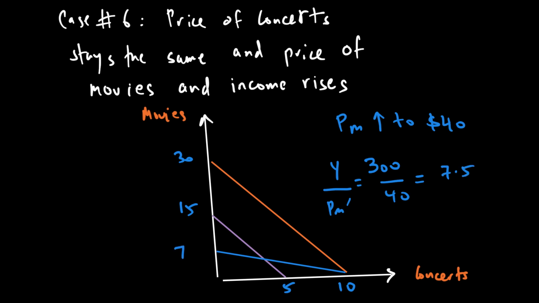or 7.5. So what I want to show you is that case 5 and case 6 have the same diagram, yet the way we've arrived at the diagram is different. So we need to be careful when we are drawing budget lines in our exams. The slope, of course, has changed, and that's why the budget line is not parallel, but it's a non-parallel shift.